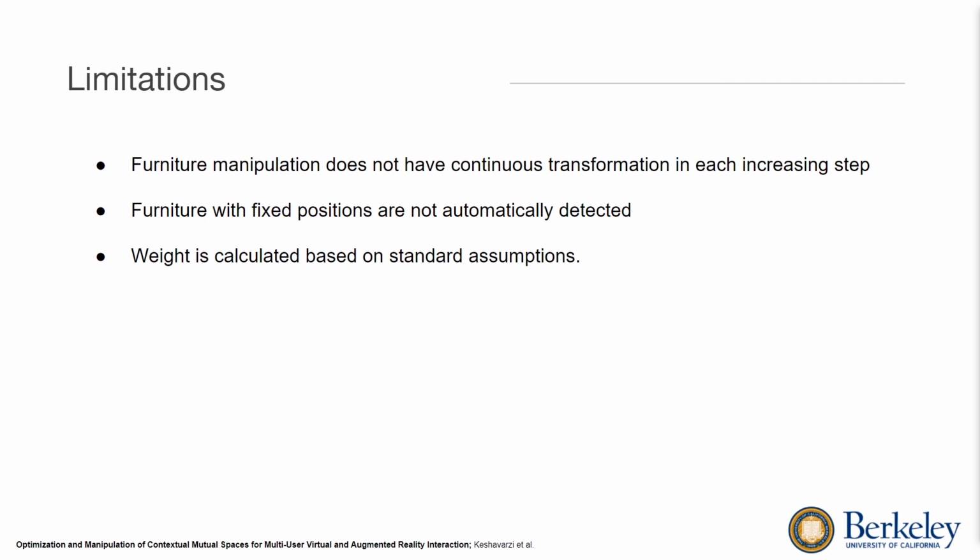The next limitation is that our current system doesn't automatically take fixed positioned objects into account, and they should be defined manually. We also currently use generic data provided by moving companies to estimate the weight of an object, given its type. However, objects of the same type may have various weights, and therefore, it would be important to integrate correct values to achieve more accurate results.